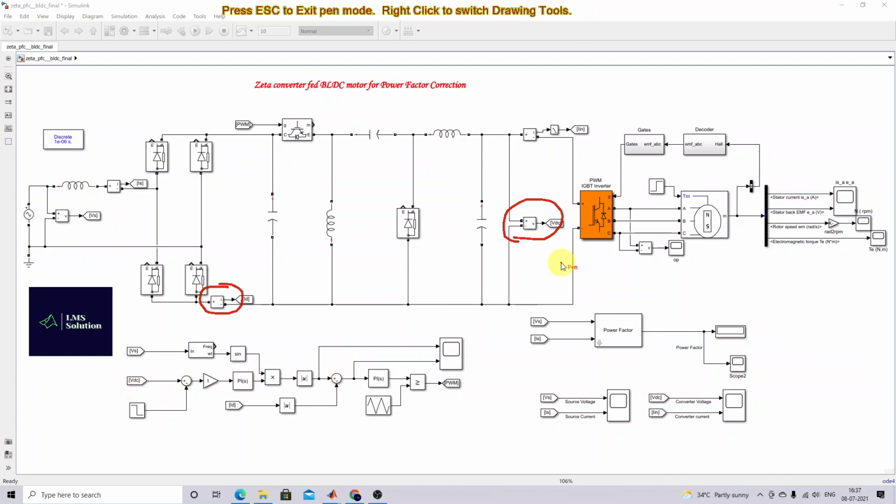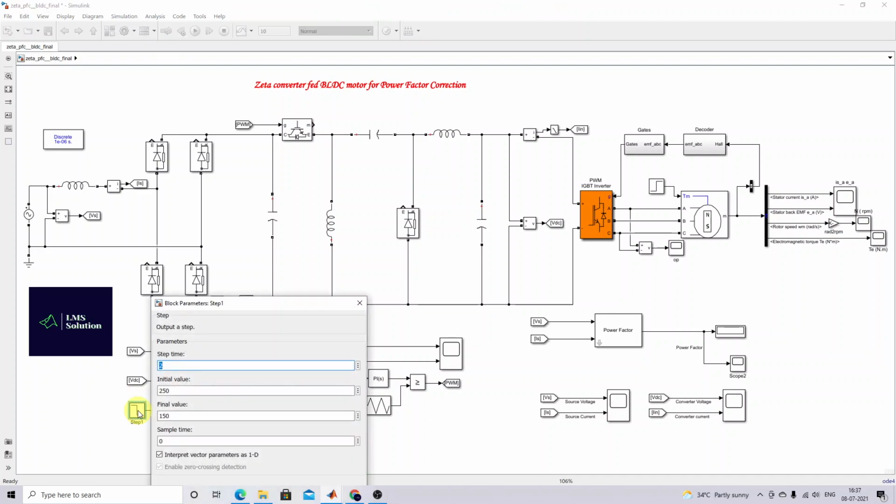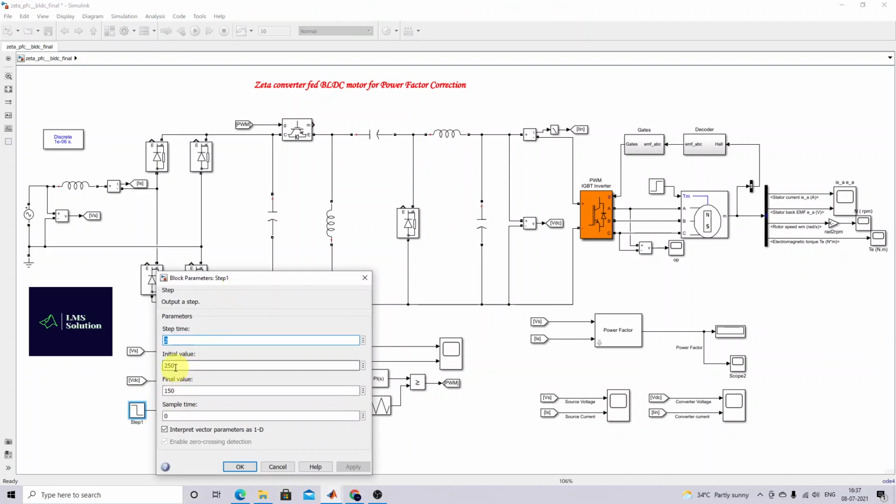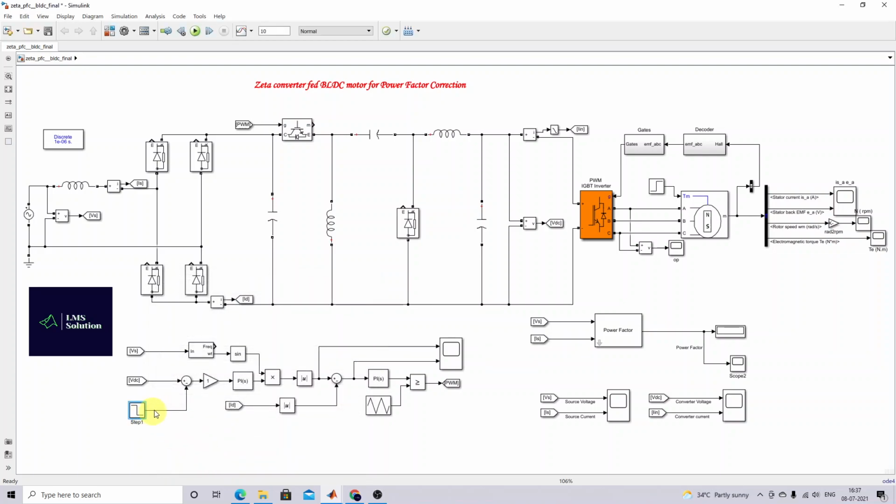Further, you have to measure VDC here, that means the output voltage of the theta converter, and it is compared with a reference voltage. Here we are taking the reference voltage as 250, and after 2 seconds it goes to 150. We compare with that reference voltage, and then it is processed via a PI controller. The PI controller will generate a reference current magnitude.